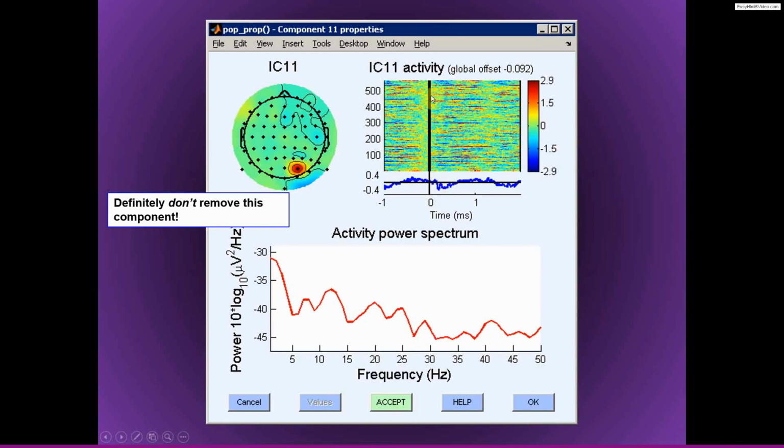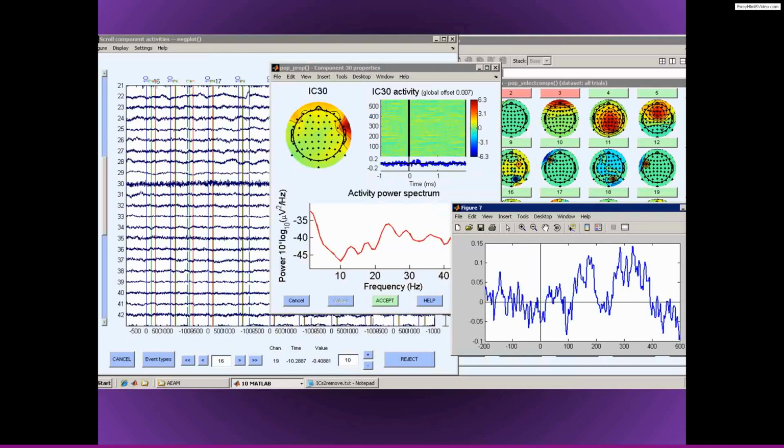If you didn't see this vertical bar, you would know exactly where time zero was in this experiment. You would know exactly that there's something happening here that elicits some kind of a response. So again, this is a component that mixes signal and noise, but I definitely would not remove this component. You're going to be removing real brain signal, which you don't want to do.